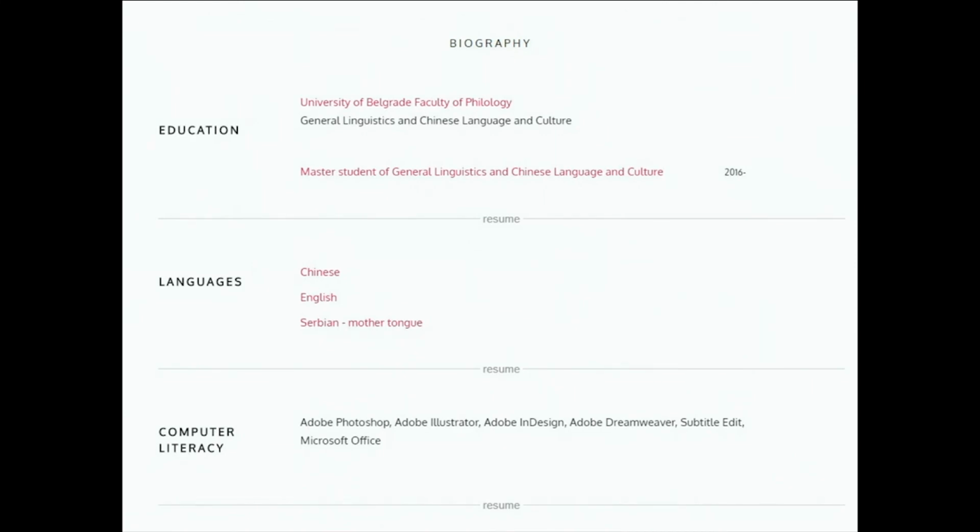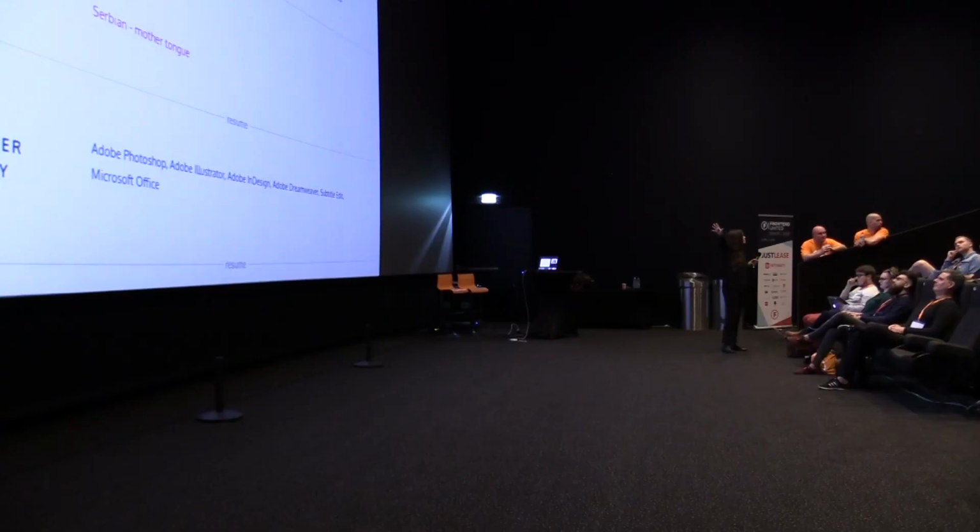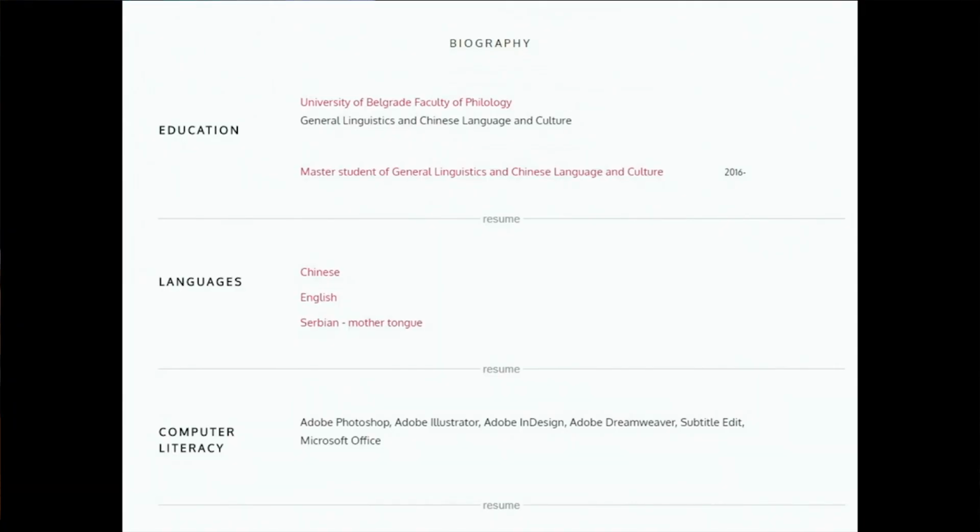What are the molecules here? Again, I'm asking you. I like interactivity, so it's not only that I'm here to talk. We are sharing the knowledge. So what are the molecules here first, then the organism? Can somebody tell me from the crowd? People, come on. Interactivity we want. What are the molecules here, based on what I said? Yes. Every one of the three is a molecule, I would say, and the whole thing would be an organism. So the first molecule is education with some text and resume. The second, languages with the resume, and the third, computer literacy with the resume. Yes, altogether an organism.